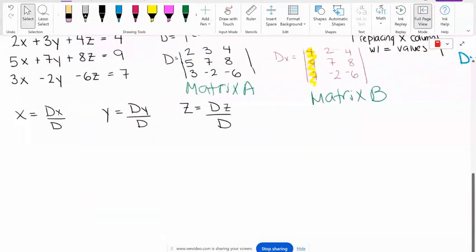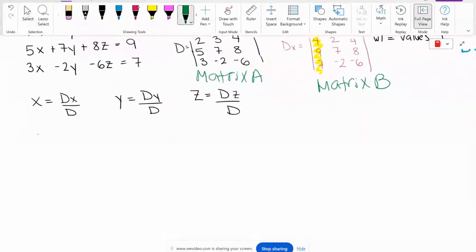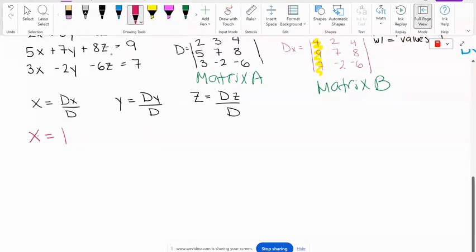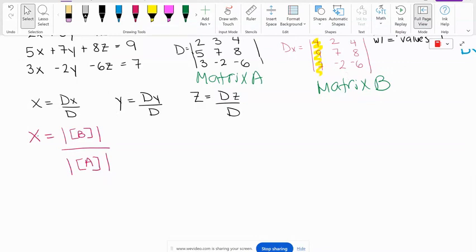do we agree that for our x, it is D sub x over D? So this is going to be the determinant of which matrix was it? D sub x, matrix B, over the determinant of matrix A. Do we agree with that? Okay, so let's go into our calculators and do this.